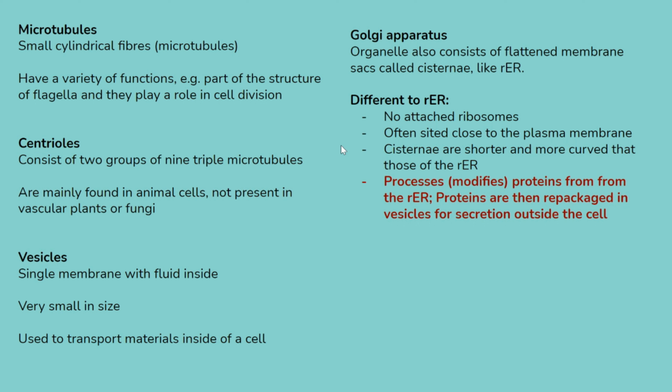So now the Golgi apparatus is an organelle which also consists of flattened membrane sacs called cisternae, like your RER. But they are different because they have no attached ribosomes, and they are often sited closer to the plasma membrane, whereas your RER is closer to the nucleus. Your cisternae are shorter and they are more curved than those of the RER. And your Golgi apparatus's main function is to process or modify proteins from the RER, and proteins are then repackaged in vesicles for secretion outside the cell.